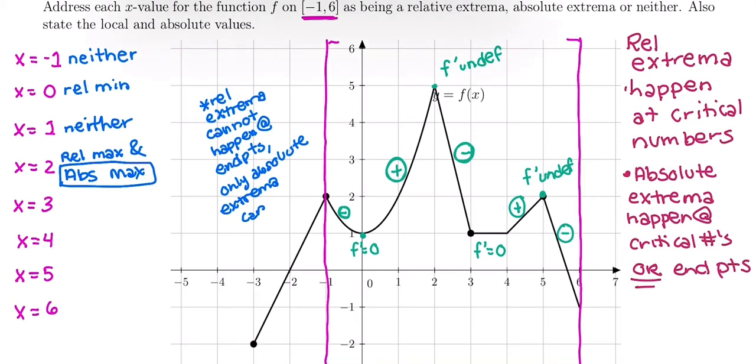Okay, continuing down, we have x is 3, and the sign change there is decreasing to 0. Decreasing to a 0 derivative because it's a flat part of the graph. So is that going to be a relative max, min, or neither? It's going to be neither. It'd have to be increasing to decreasing to be a max, or decreasing to increasing to be a min, and it just doesn't have that sign change.